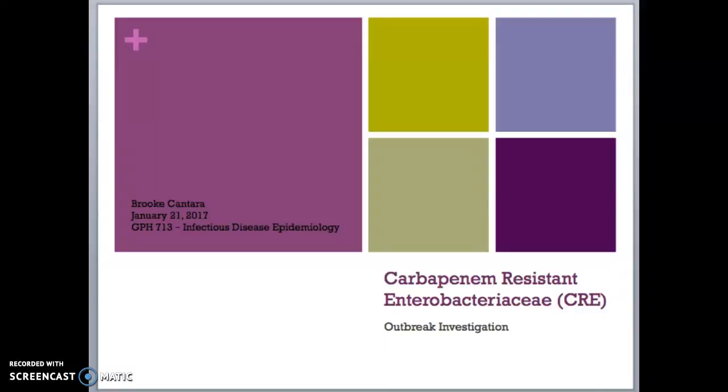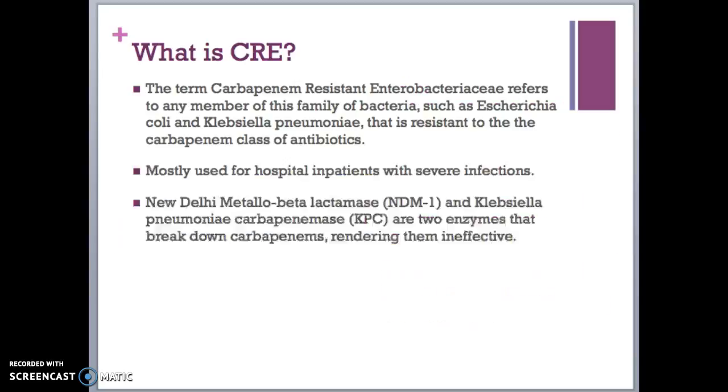Today I would like to talk to you about carbapenem-resistant Enterobacteriaceae, also known as CRE. CRE refers to any member of the Enterobacteriaceae family, such as Escherichia coli and Klebsiella pneumoniae, that are resistant to the carbapenem class of antibiotics. These carbapenems are mostly used to treat people with severe infections in hospitals, and two of the enzymes that break down the carbapenems, rendering them ineffective, are the New Delhi metallo-beta-lactamase and Klebsiella pneumoniae carbapenemase.